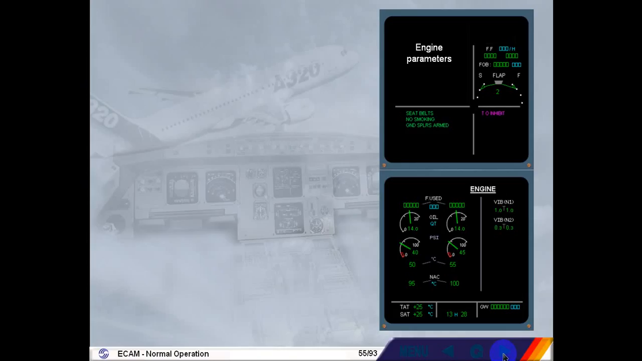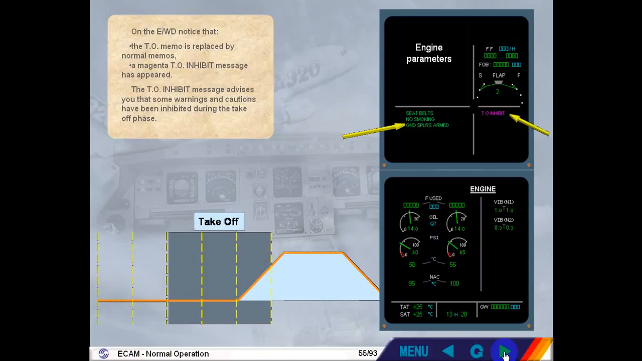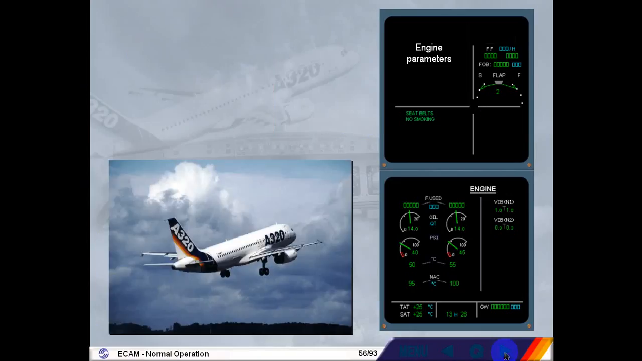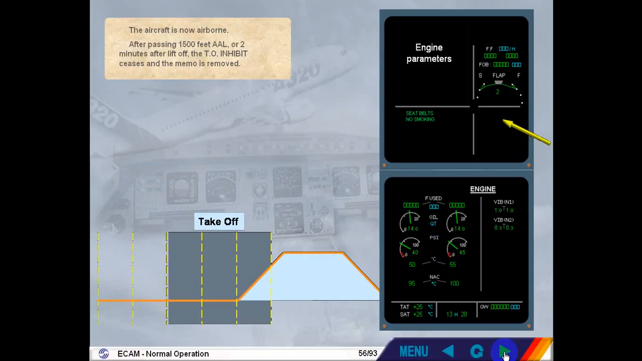On the engine warning display, notice that the takeoff memo is replaced by normal memos. A magenta takeoff inhibit message has appeared. The takeoff inhibit message advises you that some warnings and cautions have been inhibited during the takeoff phase. The aircraft is now airborne. After passing 1500 feet above aerodrome level, or 2 minutes after liftoff, the takeoff inhibit ceases and the memo is removed.